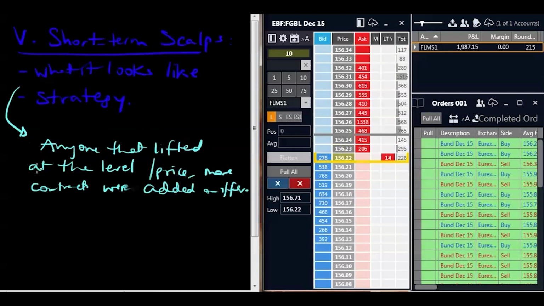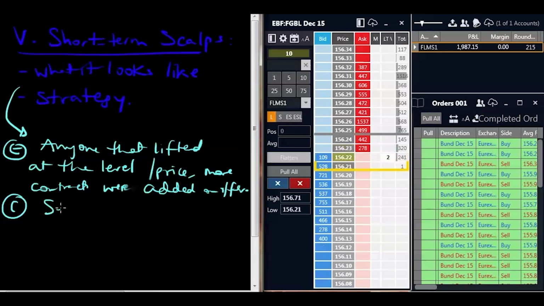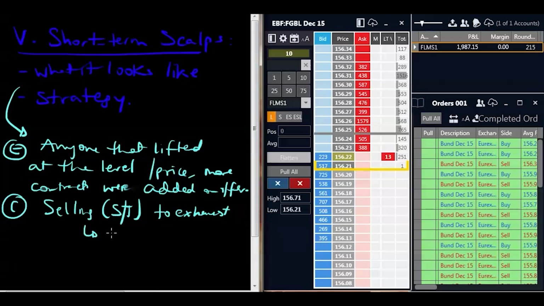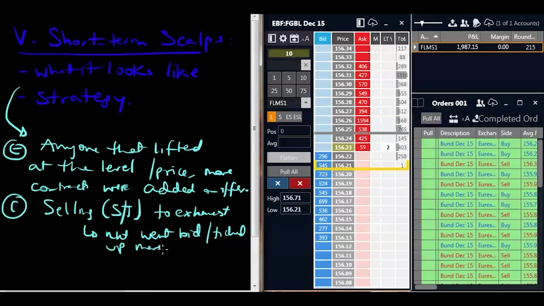Then, that is our entry. On our cover or exit, what are we looking for? We're looking for the selling in the short term to exhaust. And what does that potentially look like? The market went bid, ticked up more than 3 ticks. And this is specific to the Bund, obviously. It will change from market to market.